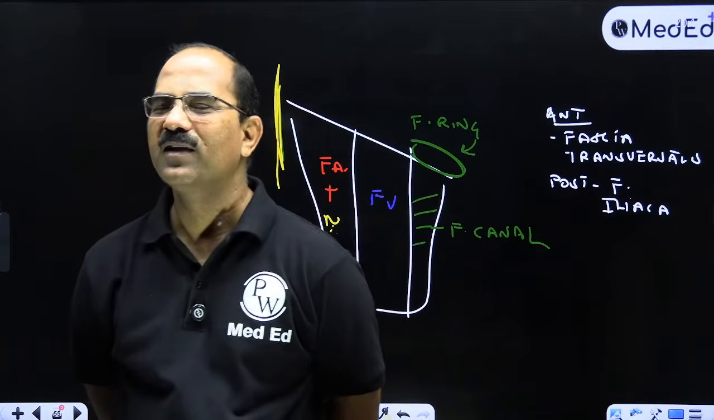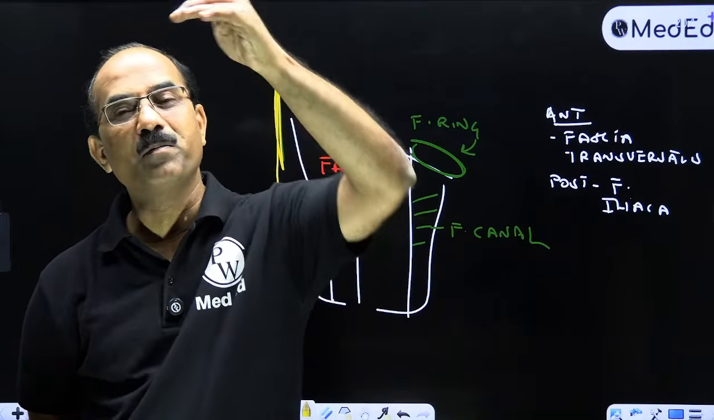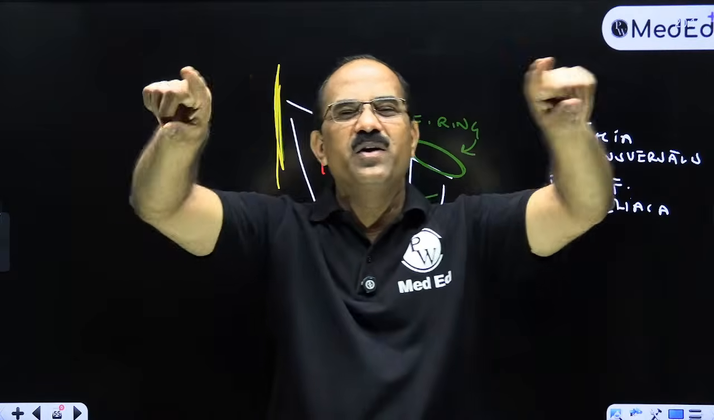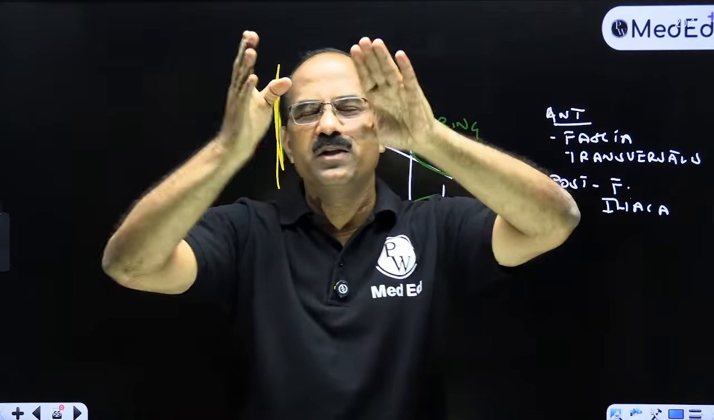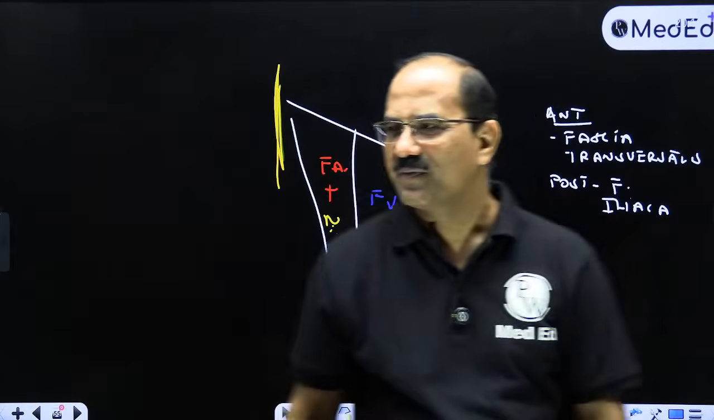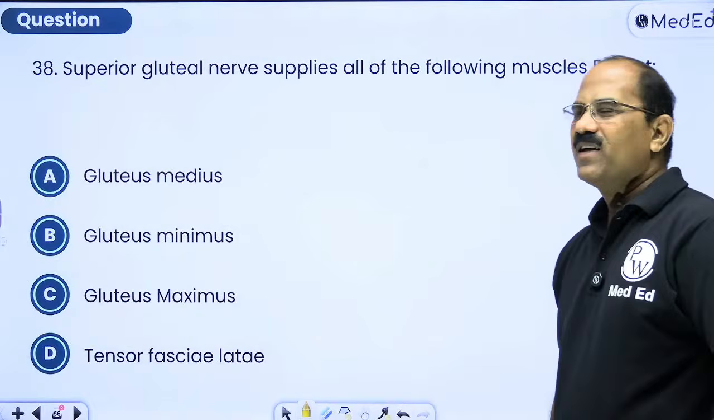Pubic tubercle. Pubic tubercle के नीचे होगा femoral hernia. Pubic tubercle के upper and medial is inguinal hernia. Excellent. So pubic tubercle के ऊपर and medial is inguinal. Pubic tubercle के नीचे and lateral is femoral hernia. Excellent. Very good. You all will score excellent marks. Take this from me. Okay, answer this.